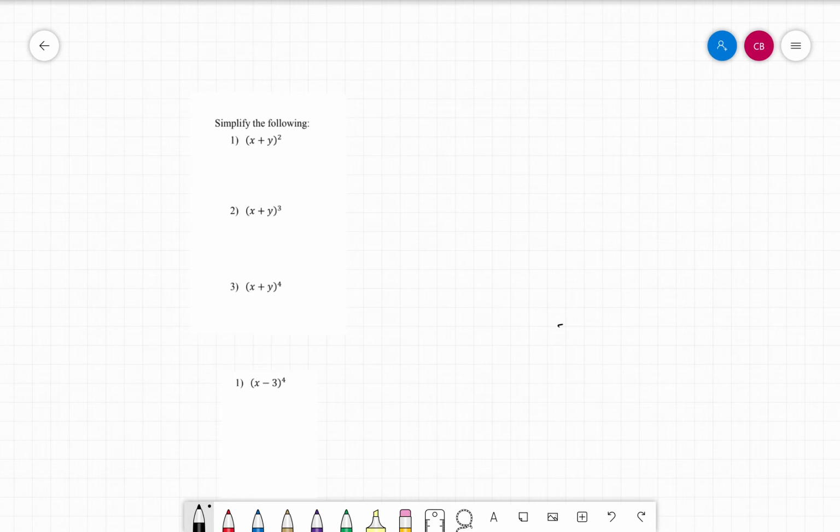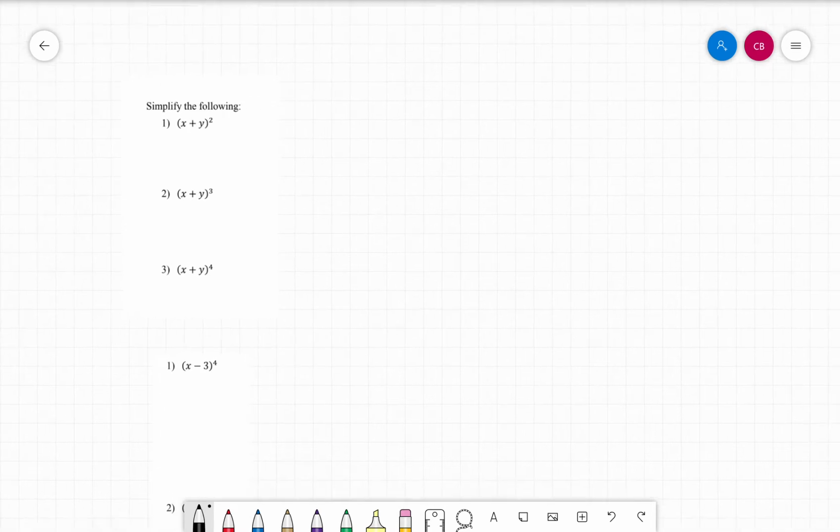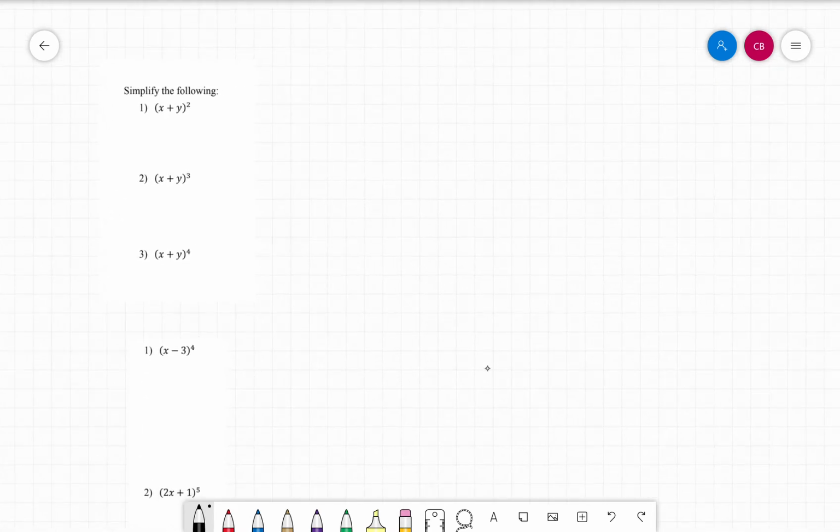Okay guys, so we're going to look at the binomial theorem right now. First things first, you need to know about Pascal's triangle. Pascal's triangle is generated the following way. First you start with ones. Ones are the first three positions.